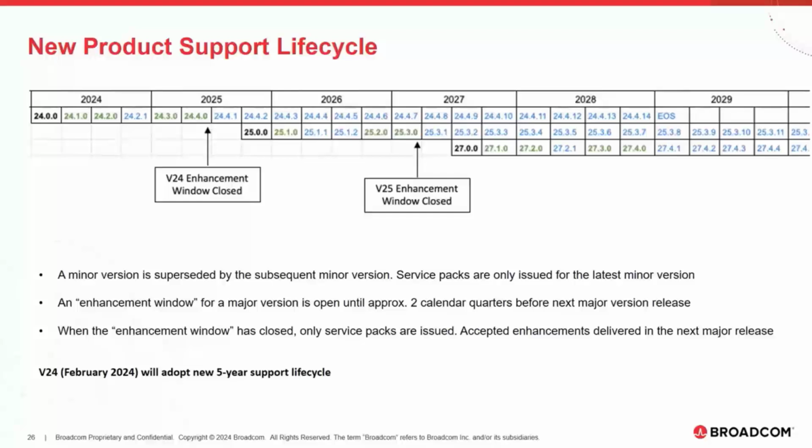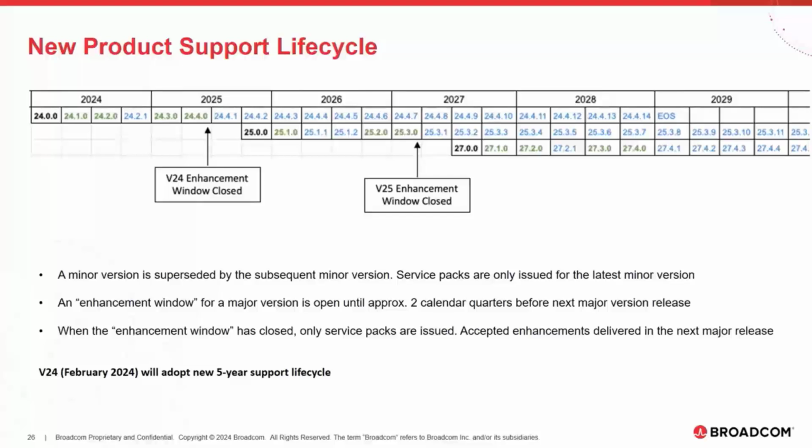In this example, you see that around the GA date of version 25.0.0, only the last digit of the 24.4.0 changes. This indicates version 24 is now feature stable and only bug fixes and security patches will be delivered until the end of the 5-year product support lifecycle. New enhancements will move to the next major release.